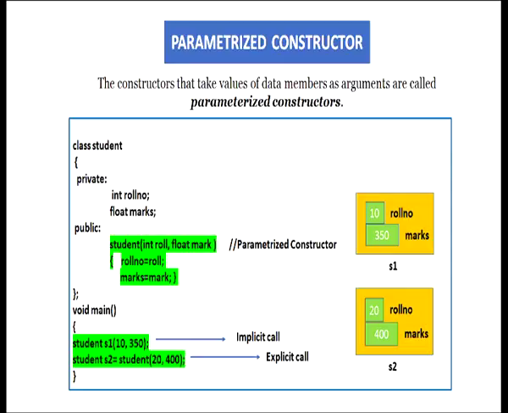And the second statement is student S2 is equal to student 20, 400. This is the explicit call of the parameterized constructor, in which we are calling the parameterized constructor explicitly. So, the values 20 and 400 will be passed to the parameterized constructor. Then object S2 is created and memory will be allocated to its data members roll number and marks, and then 20 will be assigned to the data member roll number and 400 is assigned to the data member marks.